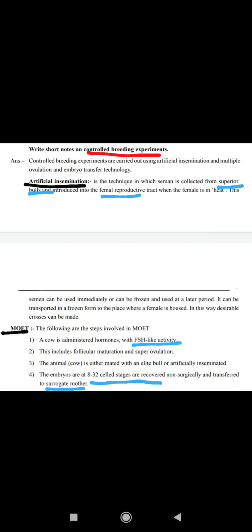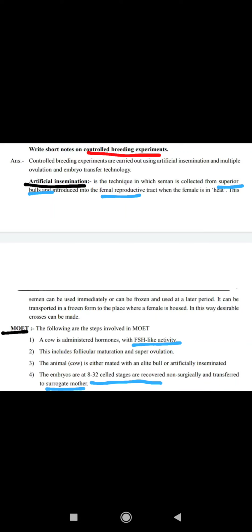So the superior bull's semen is collected and introduced into the female reproductive tract of the cow when the female is in heat. This semen can be of two types. One is freshly collected and the other is frozen. The frozen one is mostly used when the cow is far away from the bull. In these situations the semen is frozen, and the other method is multiple ovulation and embryo transfer.